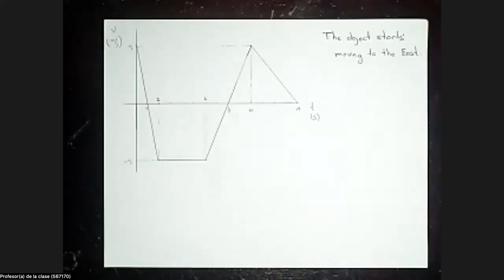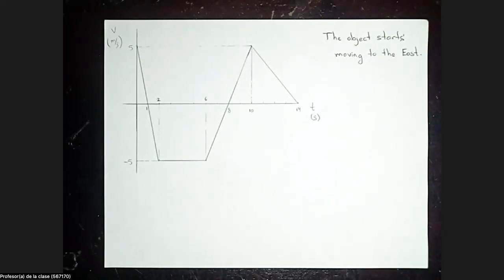Hi, okay, now we have a velocity time graph. We are going to analyze each interval, each point of this graph. So let's start. The first point is that the object starts moving to the east.